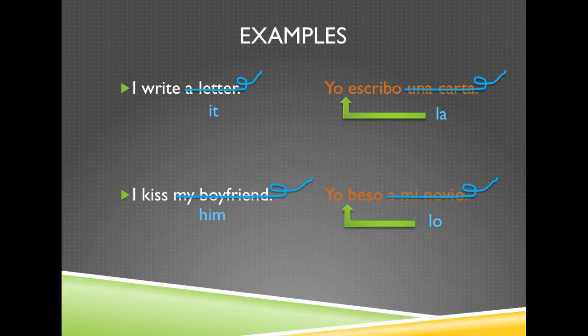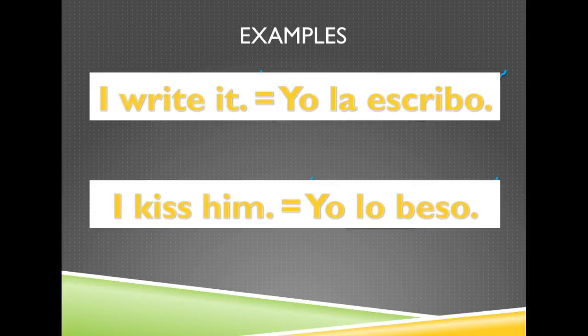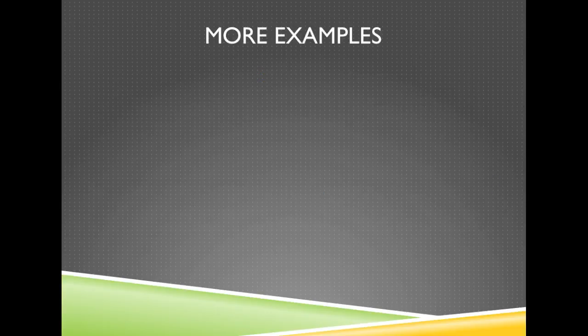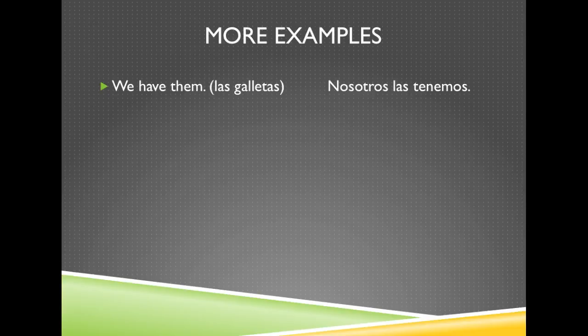To give you a more clean version of these examples, these would be the sentences that we just formed. I write it, yo la escribo. I kiss him, yo lo beso. Here's a couple more examples. If I wanted to say we have them, and them is referring to something that is feminine, like las galletas, the cookies, then I would say nosotros las tenemos. However, if I want to say we have them and I'm referring to something masculine like the presents, los regalos, then I would say nosotros los tenemos.